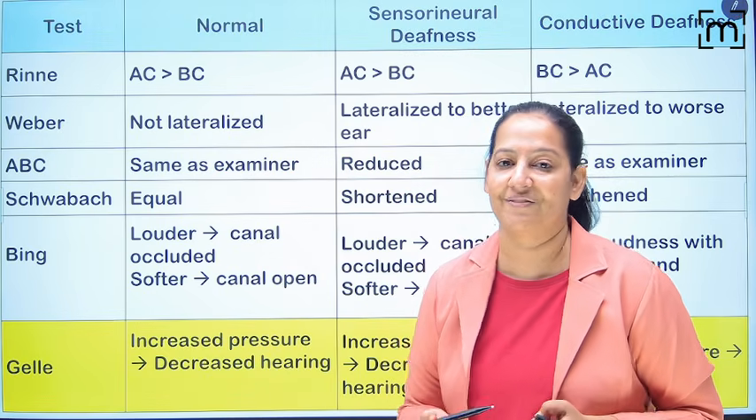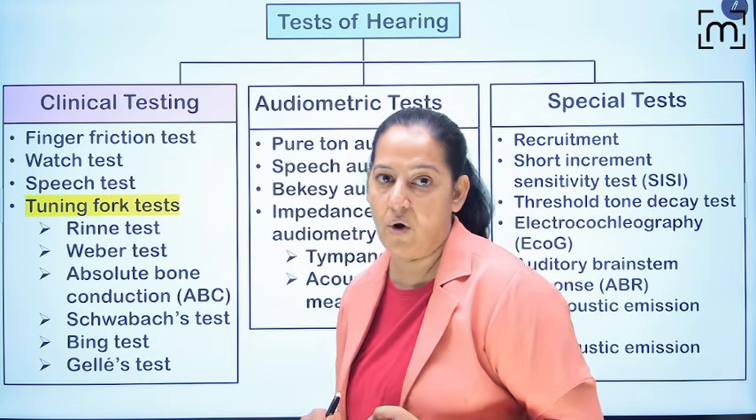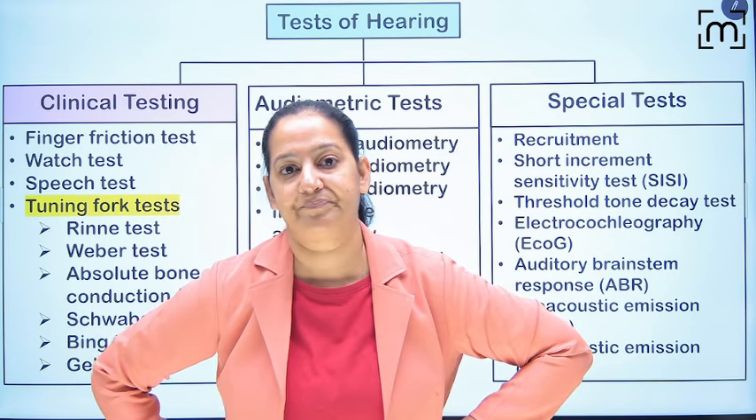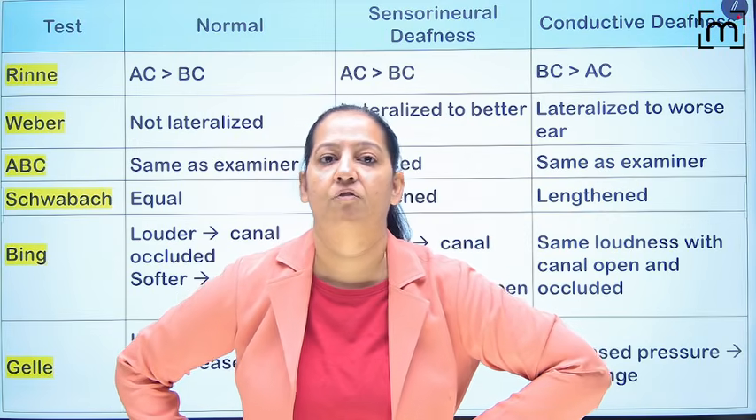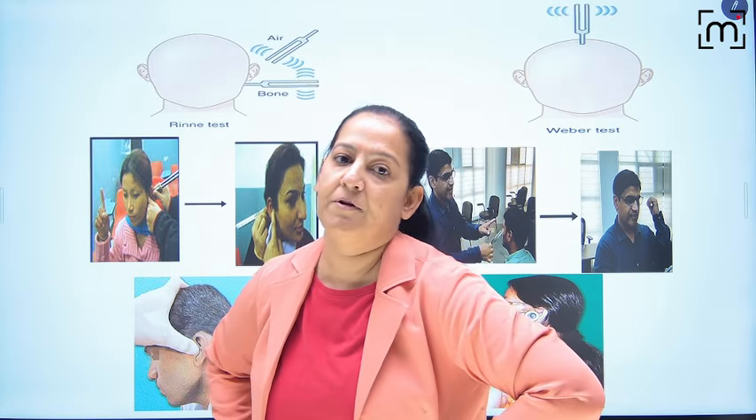So this is Gelle's negative. This is the summary of the 6 tests in front of you. We are done with the 6 tuning fork tests. People, you have to tell me the principle of all 6. This is the summary, this is the table you have to make. You have to tell me the principle of all these 6 tests.